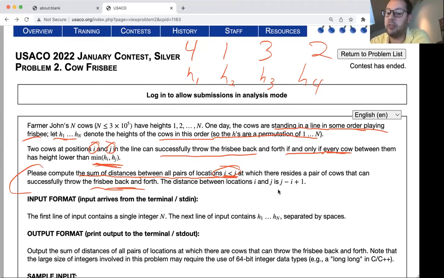So we have to do the sum of the distances, not the number of pairs, but the sum of the distances between the pairs. Additionally, it says the distance between locations I and J is J minus I plus 1. This is another thing to watch out for. I've seen a lot of people get tripped up on this.